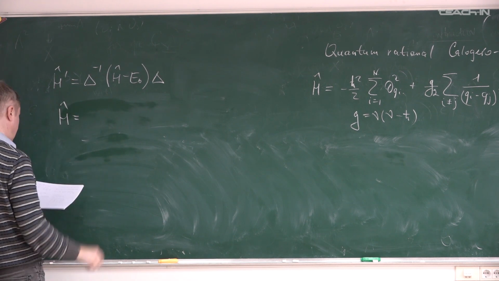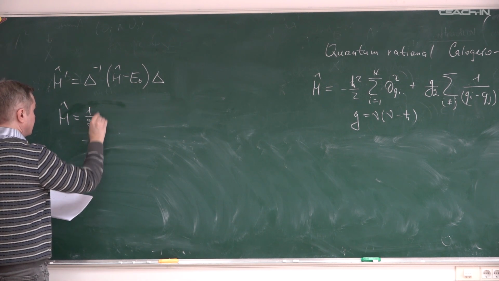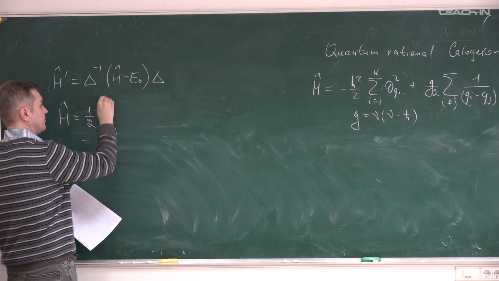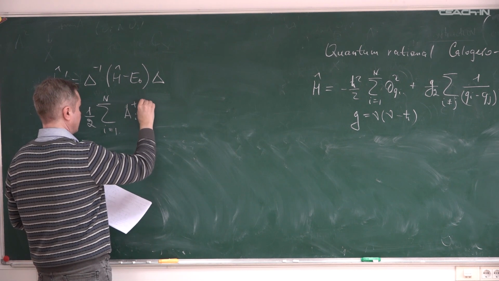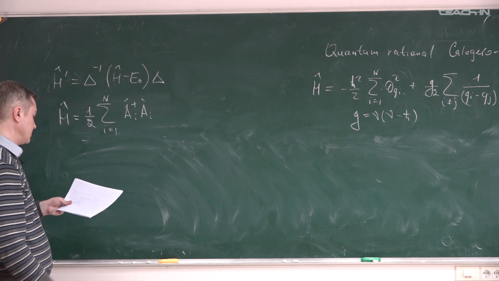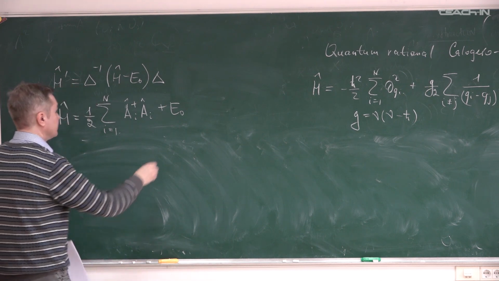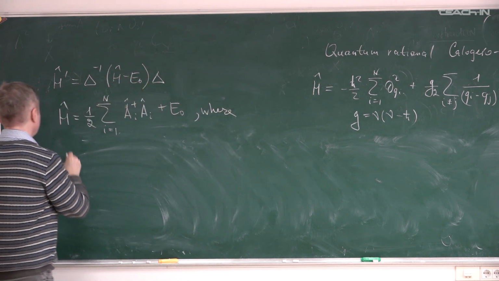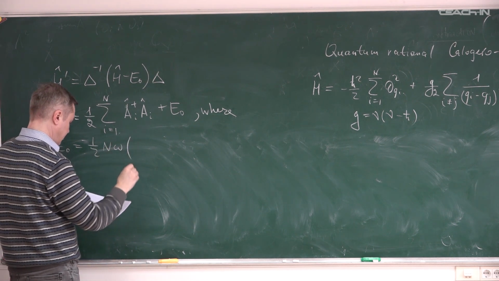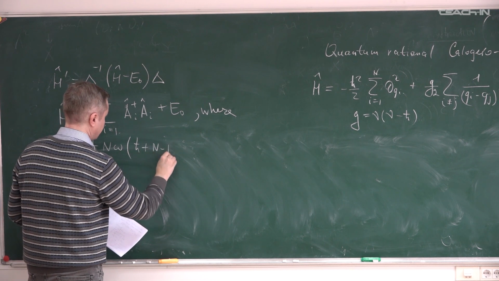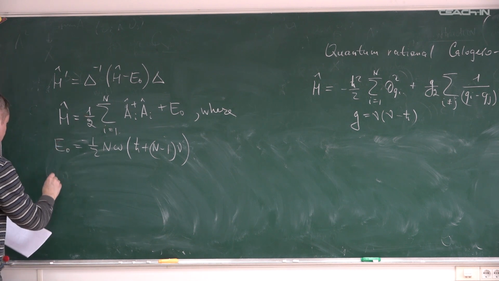This H is represented in the following form: the sum from 1 to n. Here we put operators which are similar to creation and annihilation, plus E0, where this E0, the energy of the ground state, is equal to 1/2 n omega multiplied by h, plus n minus 1 mu. This is the ground state energy, and these operators are as follows.